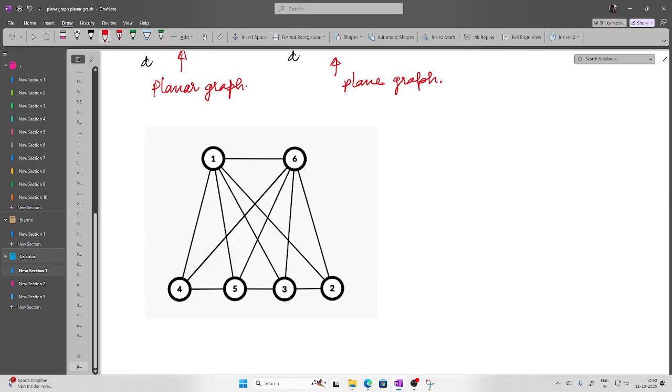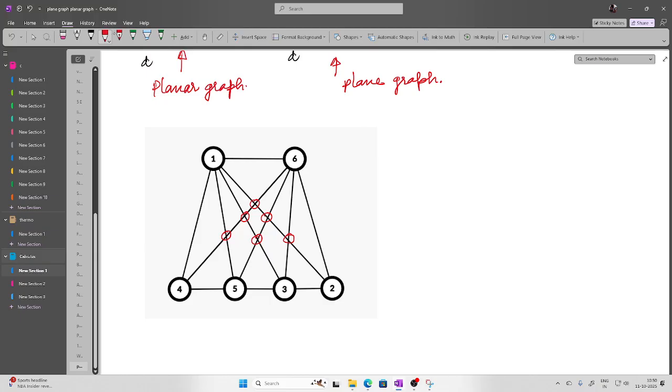So before that, you have to understand how many points are there where crossover is happening. Crossover is here, here, here, here, at this point, at this point. So 1, 2, 3, 4, 5, 6 points are there where the crossover is happening. So can I draw this particular graph in such a way that no crossover happens? Yes, I can. There are several ways to draw it.